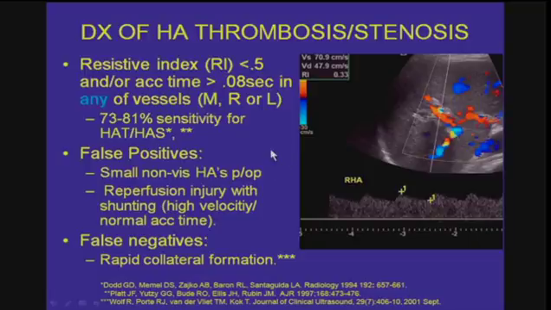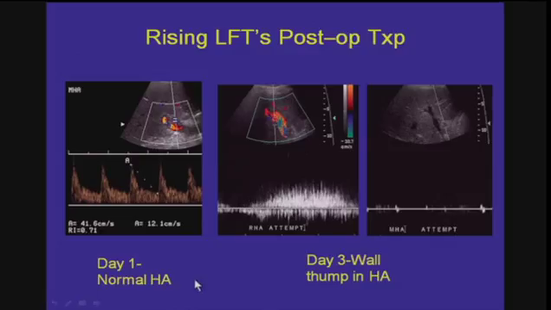Problems with this diagnosis: if you have very small hepatic arteries after surgery, you may not be able to see them. You can also have reperfusion injury and shunting, which will give you high velocities, but it will give you a normal acceleration time, and we'll take a look at that in just a minute. False negatives, rapid collaterals. So here's a patient who has rising liver functions post-op transplant. Here's day 1, the normal hepatic artery, and on day 3, this is always a bad sign when you see something that says hepatic artery attempt.